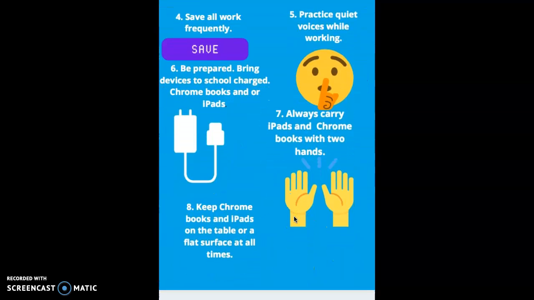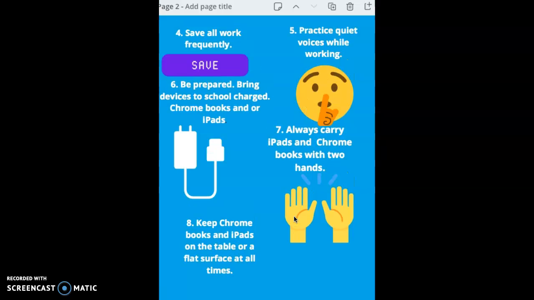My next rule is save all work frequently. This is obviously important because it puts into practice saving work. A lot of times I've observed students losing their work and then they have to restart, so it's important to save work frequently. The good thing is that a lot of the platforms that at least my internship students are using are websites that automatically save, but it is still a good practice to teach students to save their work frequently.